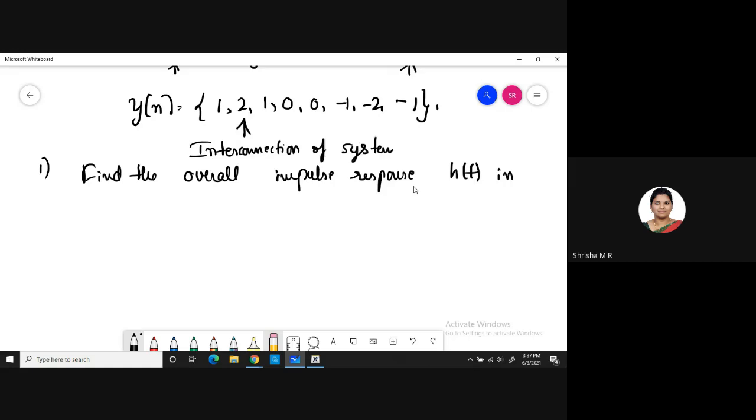So this morning we had seen connection in parallel, two systems in parallel, and two systems in series or cascade. This is problems on that.